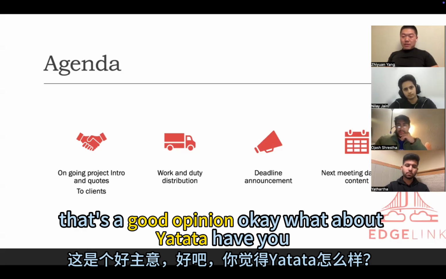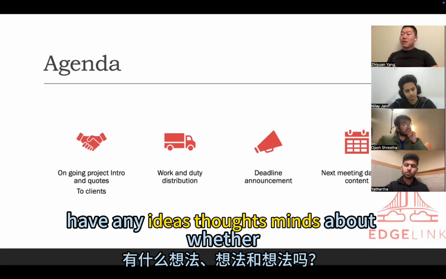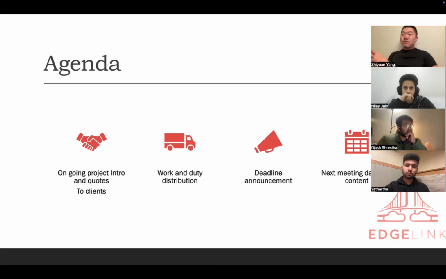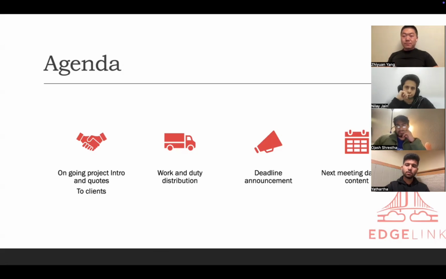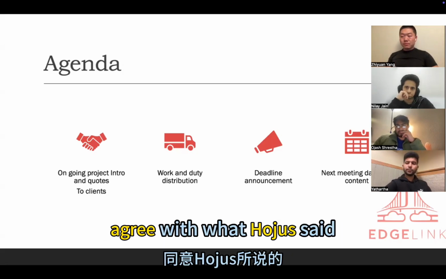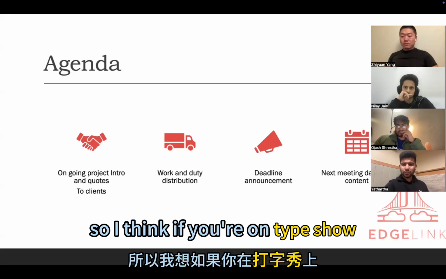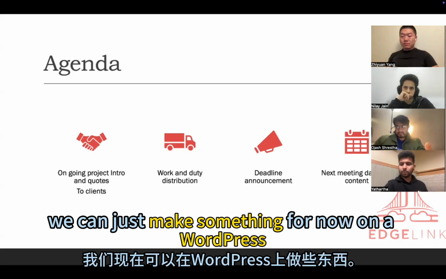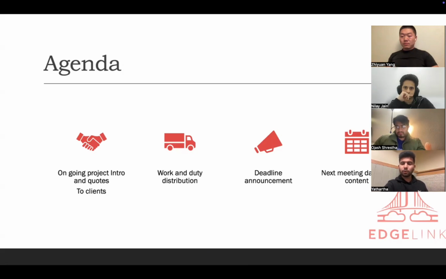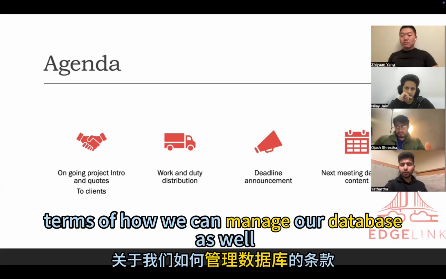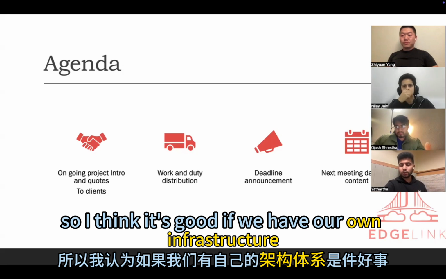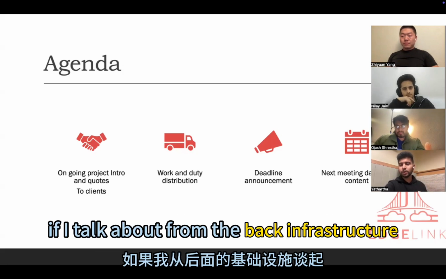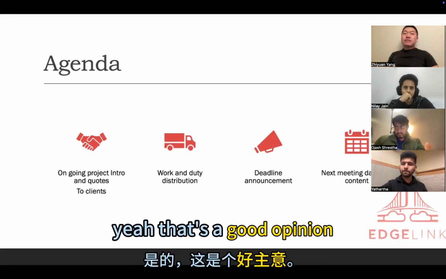Okay, what about Yatada? Do you have any thoughts on whether we should choose WordPress or raw coding, and why? Yeah, I pretty much agree with what Ojas said. If we are on a tight schedule, we can just make something for now on WordPress. But making something from raw code would give us more flexibility in how we manage our database as well, and what we are using on the backend. I think it's good if we have our own infrastructure, from the backend perspective. Yeah, that's a good opinion.